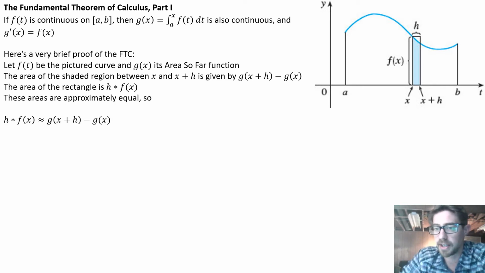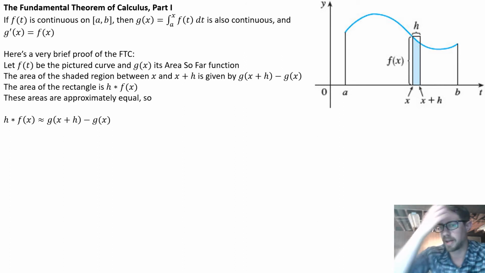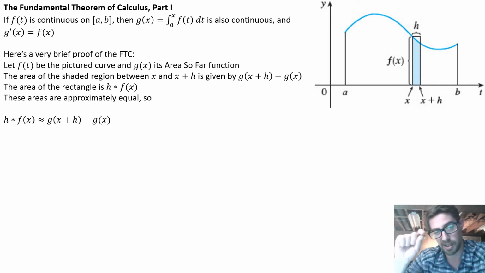So the idea is that they're pretty close, right? If the rectangle is pretty skinny, all that we're missing is a little bit of white space at the top. If it weren't for that, they'd be exactly the same. So we're going to say the area of the rectangle and the area of the shaded region are close. So h times f of x, the area of the rectangle, is about the same as the area of the shaded region.